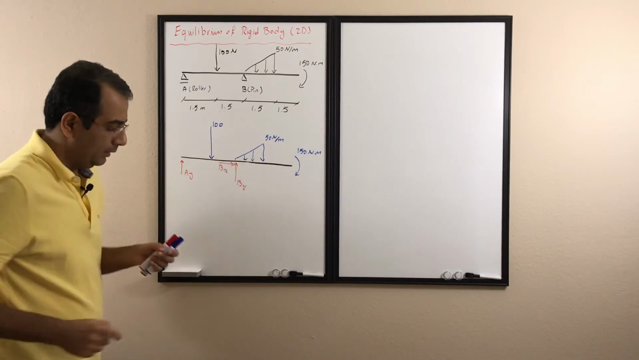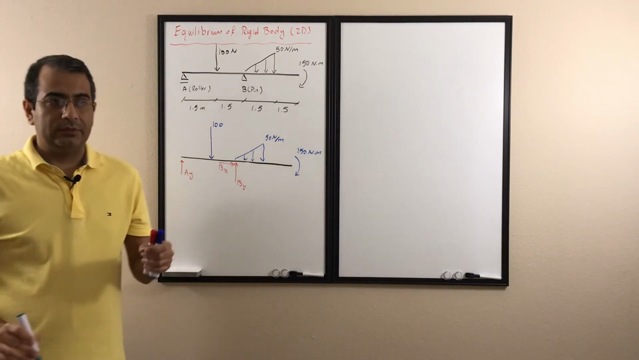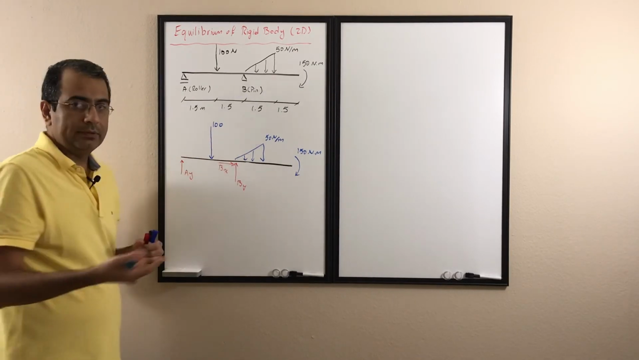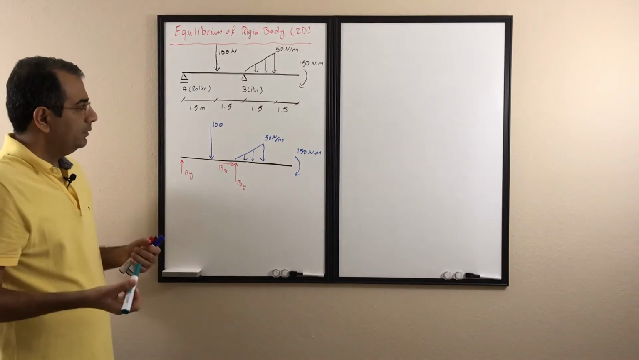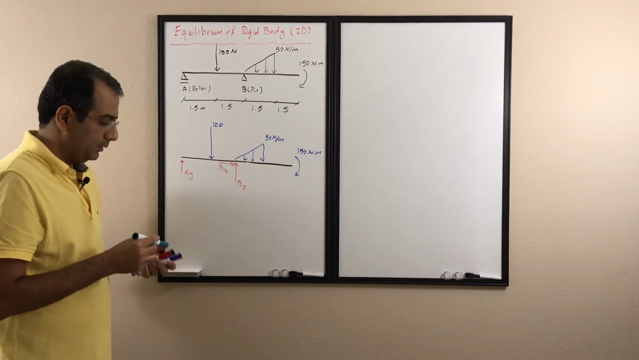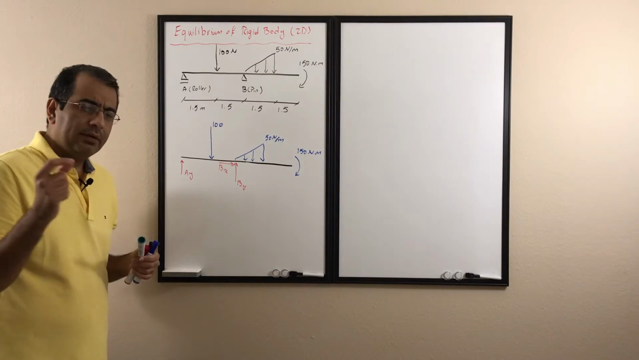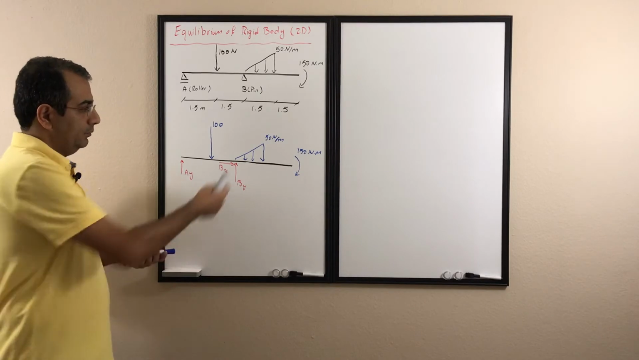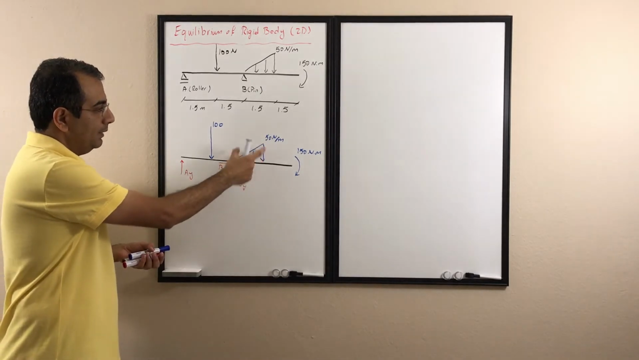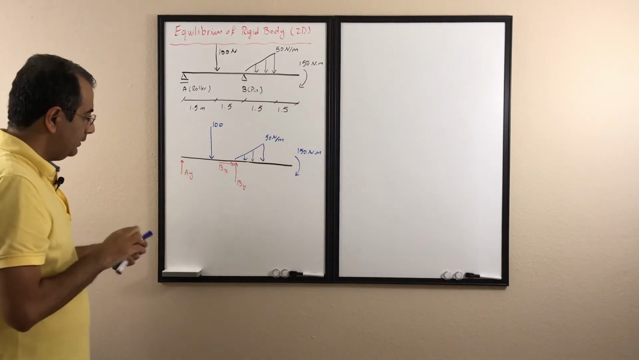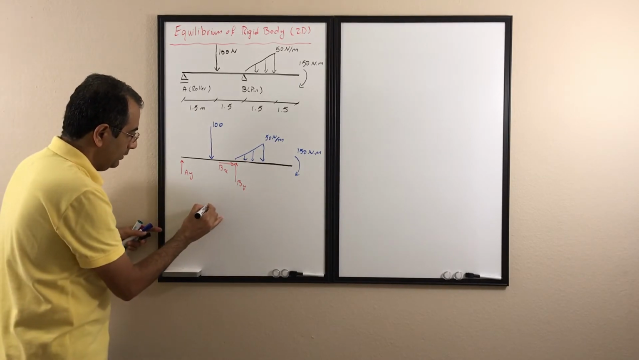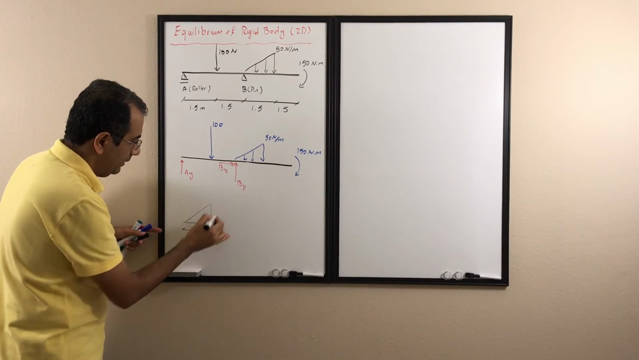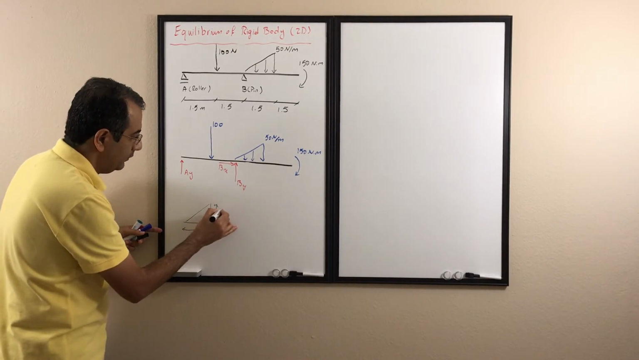Before I start to work on that, let's convert that distributed load and find the equivalent single load for it. If you remember, when we were talking about the distributed load, the magnitude of the distributed load is the area under the load. So the area under that load is the area of this triangle, which has a length of 1.5 and a height of 50.